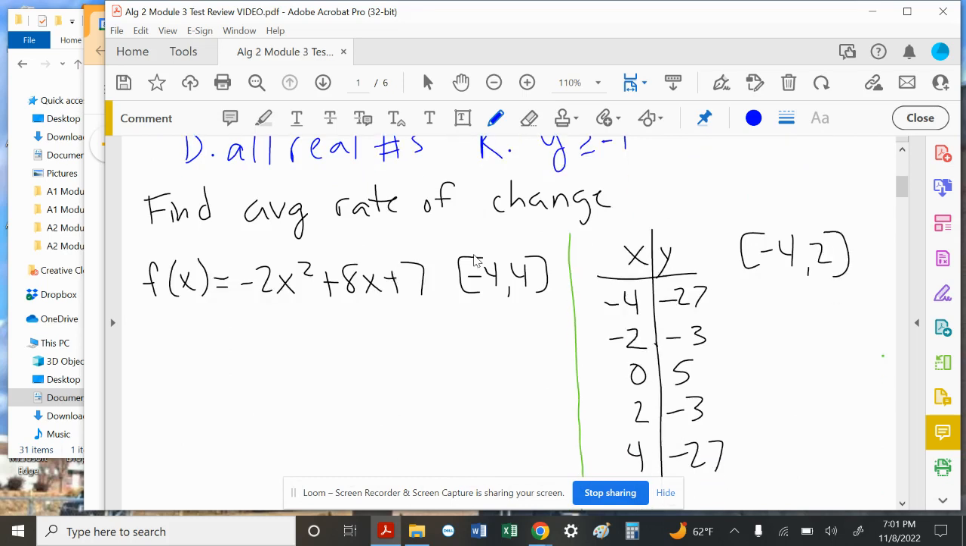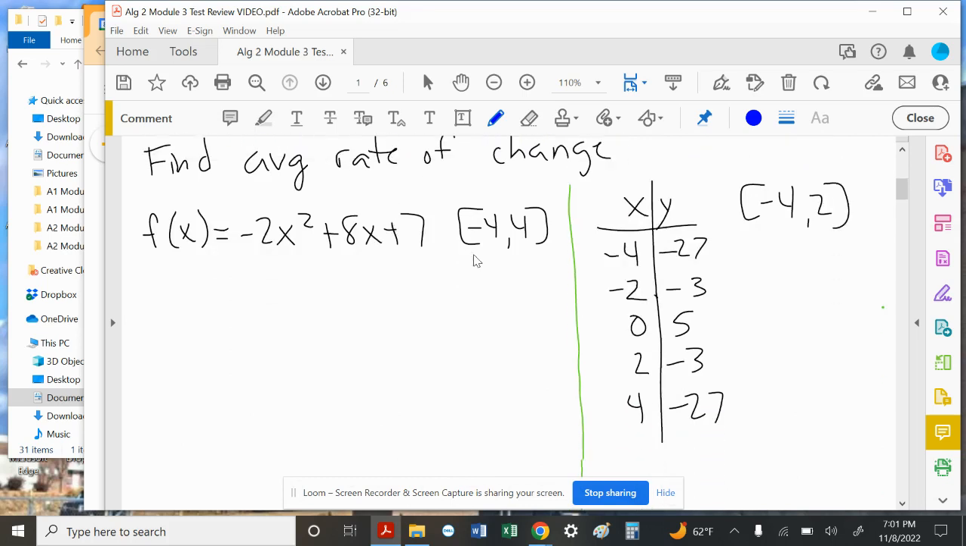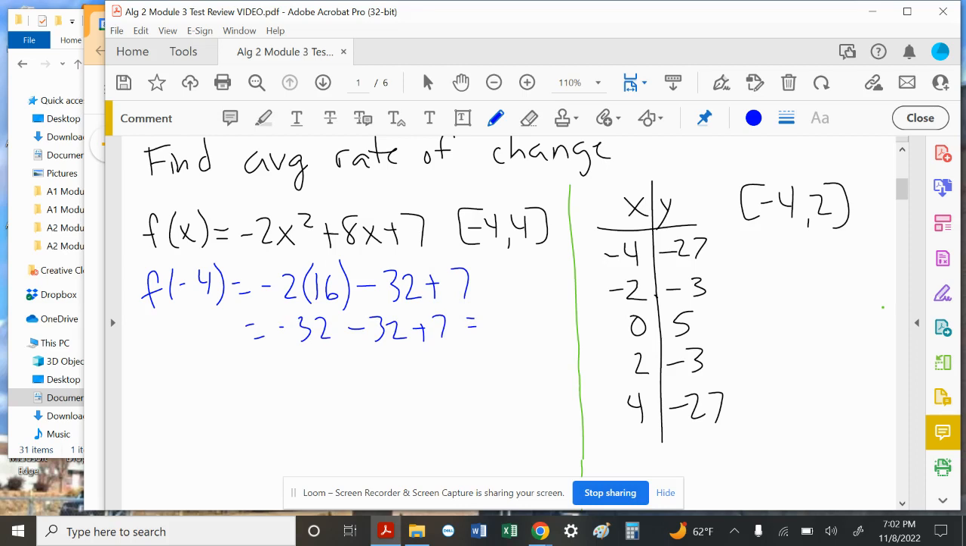Okay, find the average rate of change of these two different things. First one between -4 and +4, the second one between -4 and +2. So the first thing I have to do is find f of -4, which means I'm plugging in. So -2 times -4 squared, that would be 16, minus 32, because that's 8 times -4, plus 7, that is -32, minus 32 plus 7, which is -64 plus 7, which is -57.